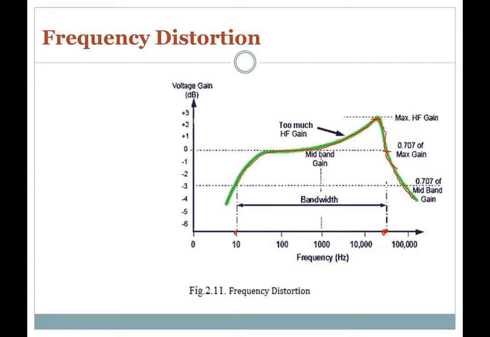So the gain over the bandwidth is no longer flat. Under these conditions, the various frequency components of complex waves are amplified by different amounts and the waves become distorted. Now, frequency distortion can be caused by the frequency-dependent effect of reactive components, that is capacitors and inductance, okay? So capacitances and inductances cause frequency distortion at large. All right, so like you can see from this diagram, this is just an illustration of frequency distortion on the response curve of an amplifier.